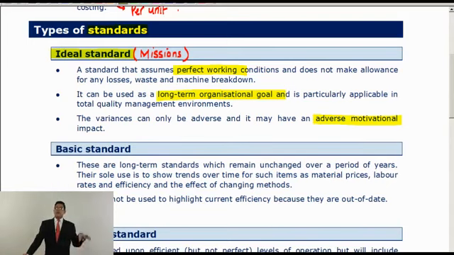So because ideal standards assume perfect working conditions, if we set our standards on the basis of ideal conditions and then compare with the actual results, variances are likely to be adverse. And adverse variances generally demotivate managers because they have tried their best and we are still saying the variance is adverse. So we do not actually implement ideal standards in a direct way. How do we implement them? It is this.